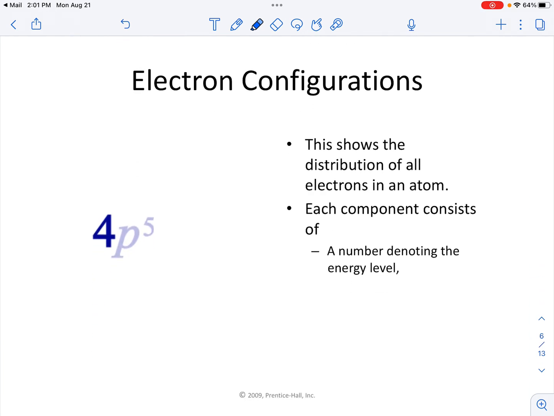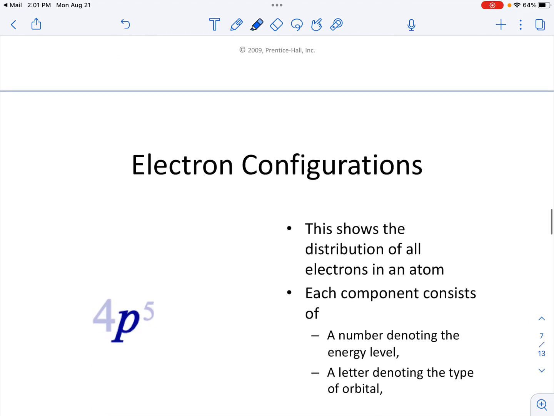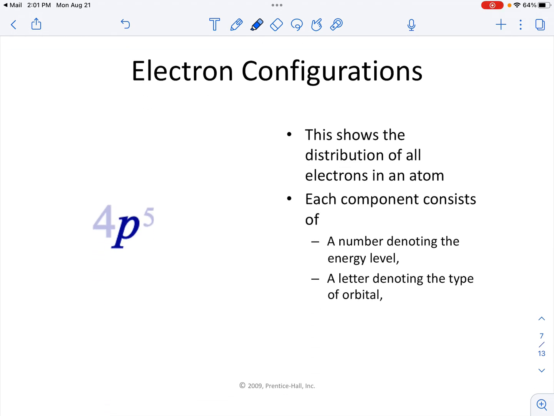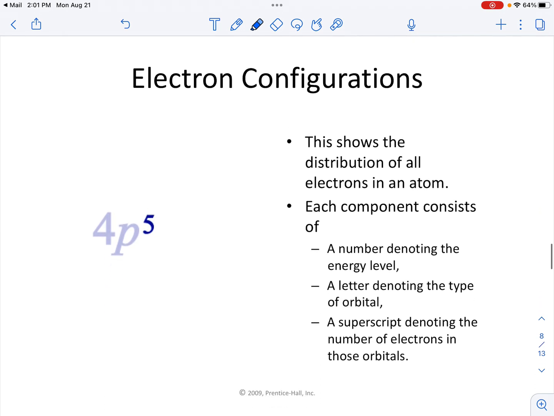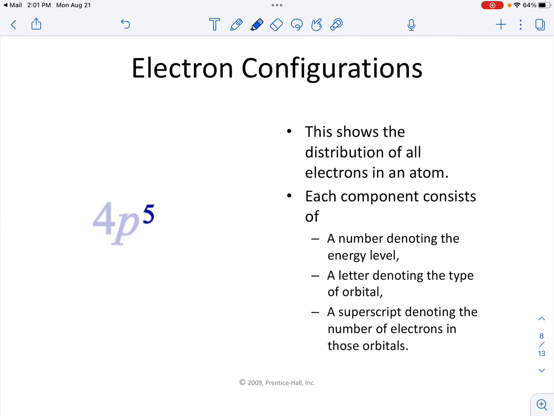So something that we want to be able to write for an atom is the electron configuration. Typically what we'll see here is a number out front telling us what row we are in the periodic table, then a letter after that telling us what orbital type we're looking at, and then finally a superscript to tell us how many electrons are in that particular level.